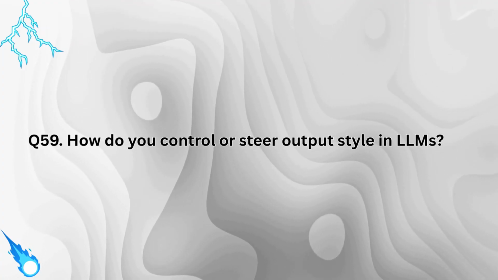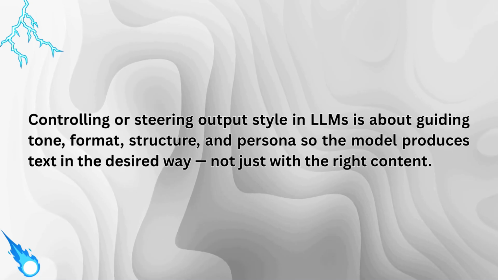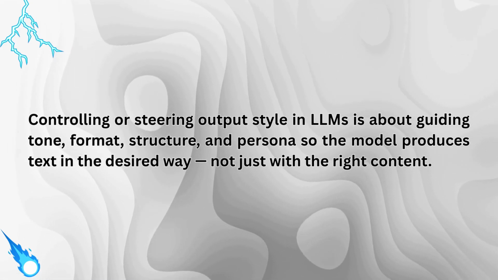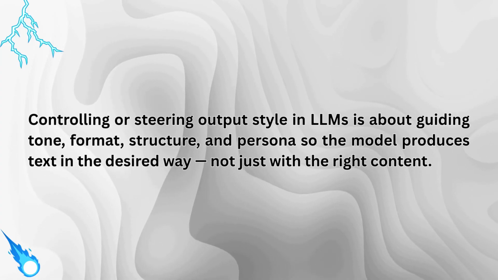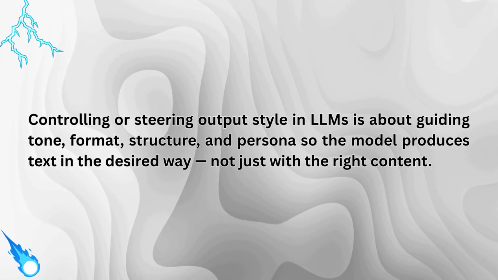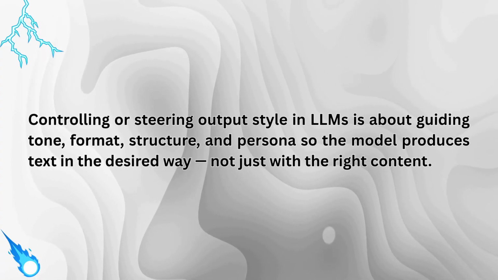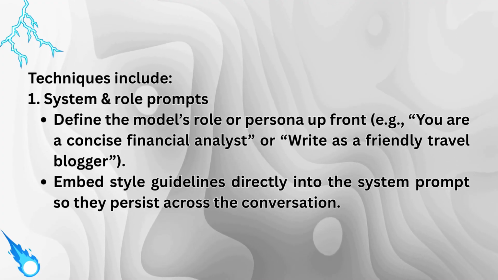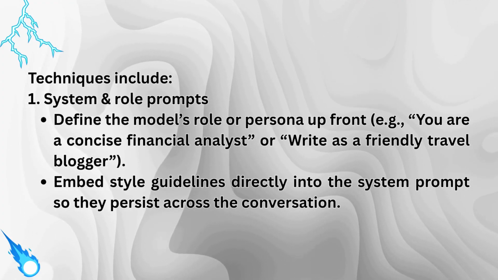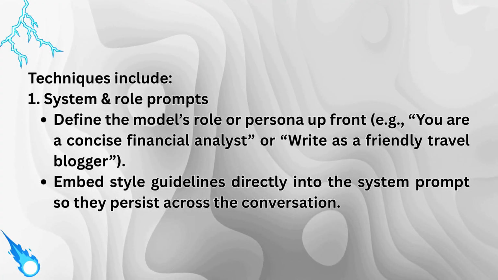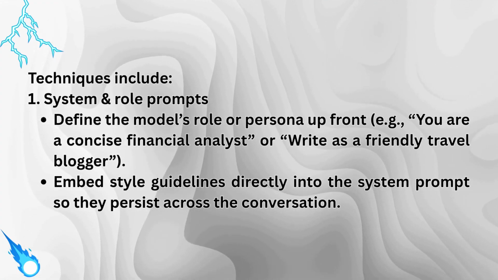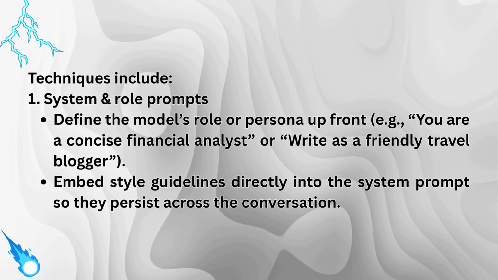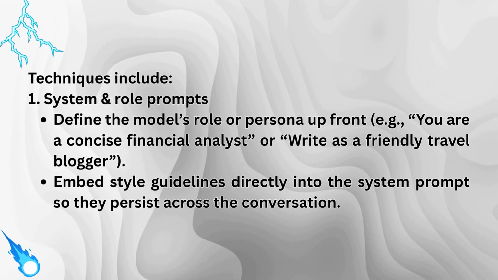How do you control or steer output style in LLMs? Controlling or steering output style in LLMs is about guiding tone, format, structure, and persona, so the model produces text in the desired way, not just with the right content. Techniques include: 1. System and role prompts. Define the model's role or persona up front, e.g., "you are a concise financial analyst," or "write as a friendly travel blogger." Embed style guidelines directly into the system prompt so they persist across the conversation.